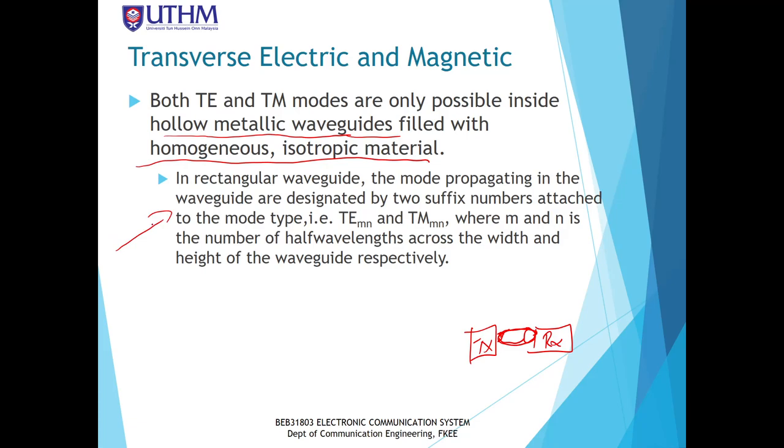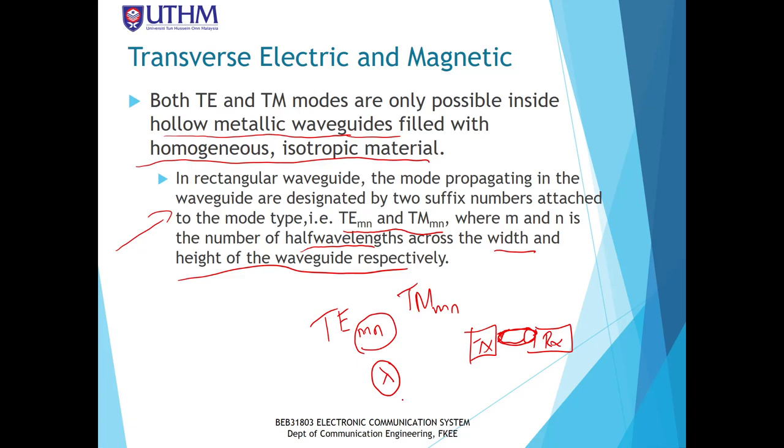And in a rectangular waveguide, so we have a rectangular waveguide. The modes of propagating in the waveguide are designated by two suffixes, numbers attached to the mode types. So if you see about the waveguide, they have these suffixes M and N, TE and TM, M and N, where M and N is the number of half wavelengths across the width and the height of the respective waveguide. So this is related to the size of the waveguide. It is measured in terms of wavelength, dalam sebutan lambda. Okay, so M and N adalah parameter yang menggambarkan size waveguide tersebut dalam sebutan lambda.